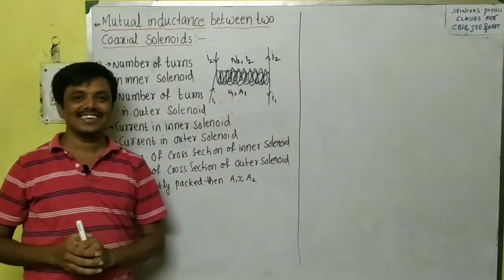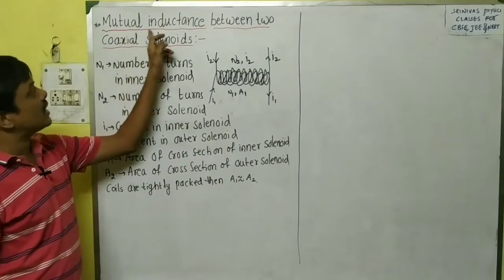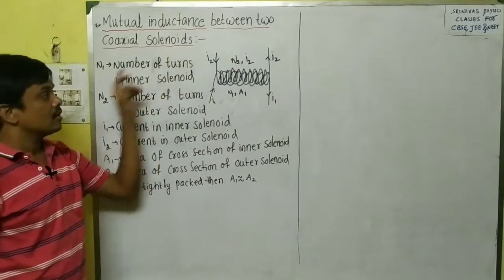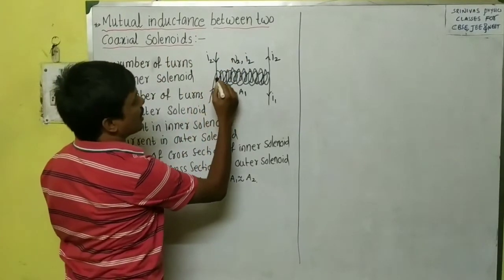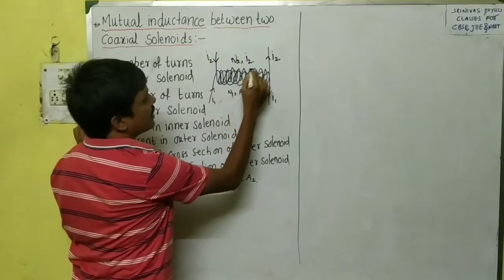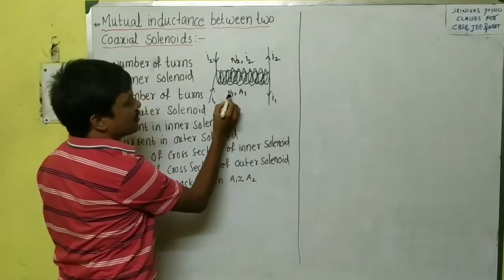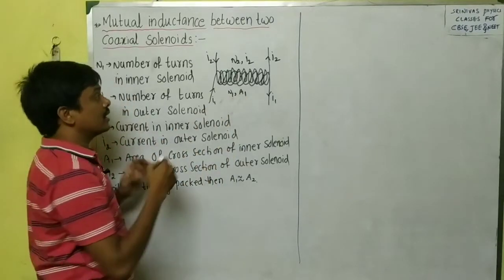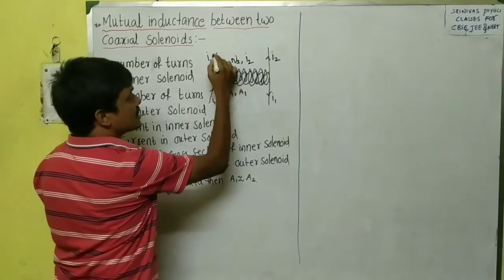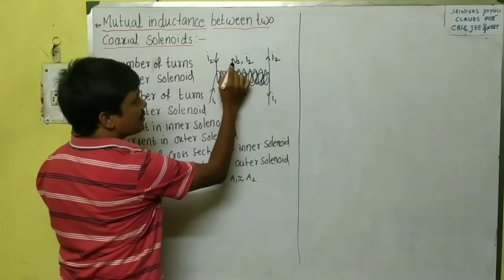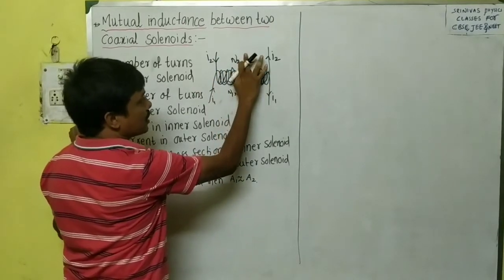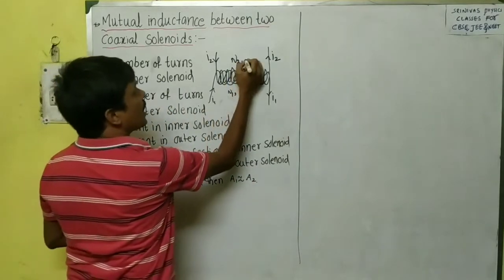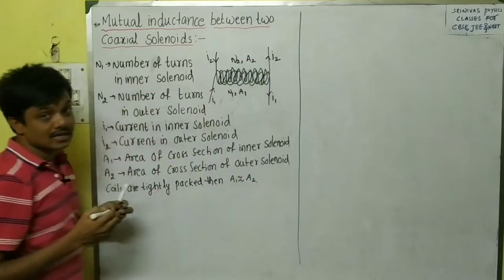Hi to all. Today's topic is mutual inductance between two coaxial solenoids. For example, this is a black color one. It's a solenoid with a number of turns N1, area of cross section A1, and the current through it is I1. There is another solenoid in the blue color line. Its number of turns is N2, the current is I2, and the area of cross section is A2. These two solenoids are coaxial solenoids.